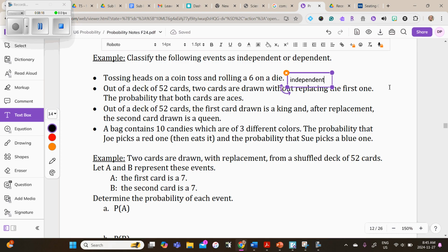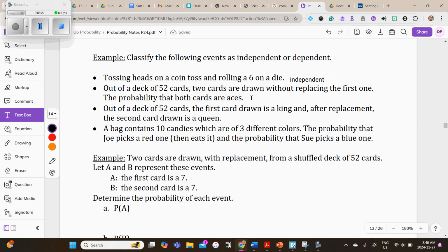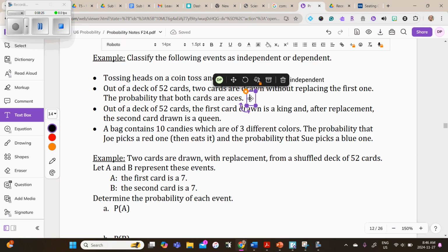Okay, next one. On a deck of 52 cards, 2 cards are drawn without replacing the first one. So as soon as you are not replacing, those are going to be dependent. Okay, the second one says out of a deck of 52 cards, the first card drawn is a king, and after replacement, the second card drawn is a queen. Now we've replaced the cards, we are no longer affecting the outcome of event B.